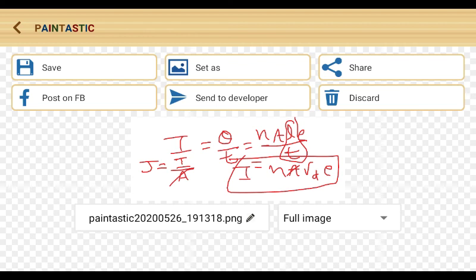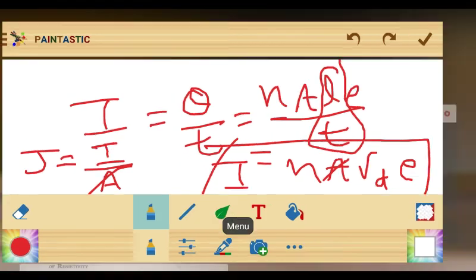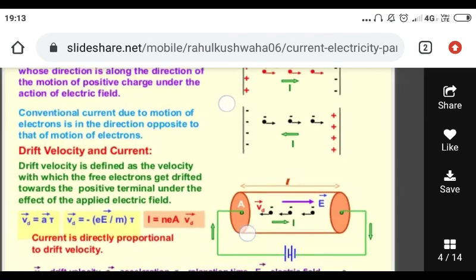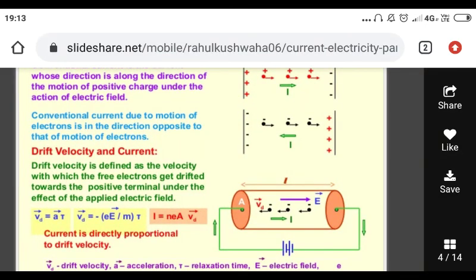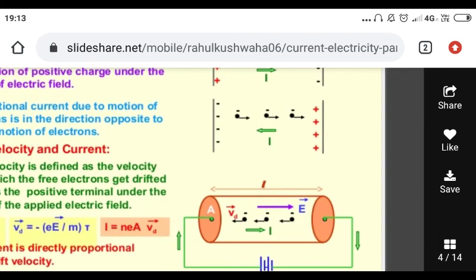Now we are coming to, I don't know what happened. Now what is left on the PPT? Let's see it. Now here you can see it. Vd is equal to minus eE upon m tau. The relation between I and Vd: current is directly proportional to drift velocity. You can see this from this figure.